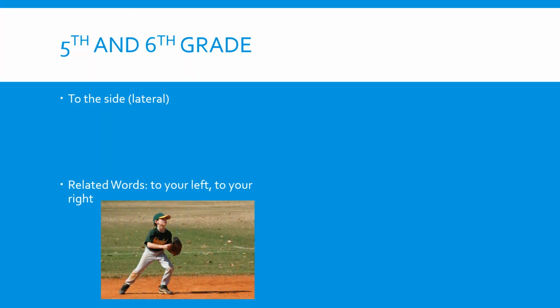To the side. Moving to the side might be referred to as lateral movement. We see this a lot in sports. This boy here is moving to the side, okay? So he is moving laterally, side to side, to his left. From our perspective, it's the right, to catch a ball, probably. He's got his eyes up. He's moving to the side, and he's going to catch a ball maybe out here.